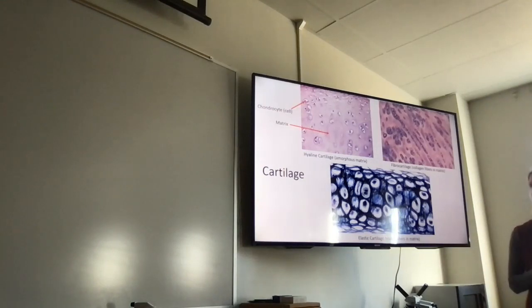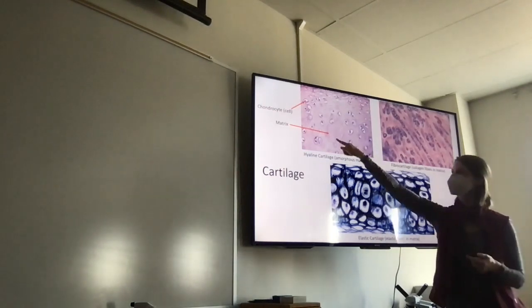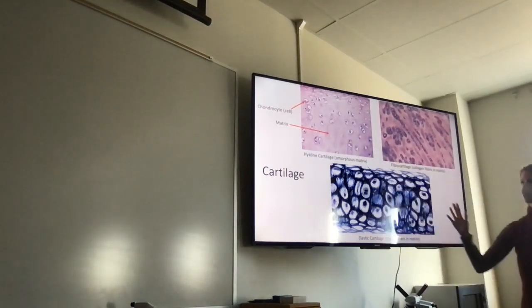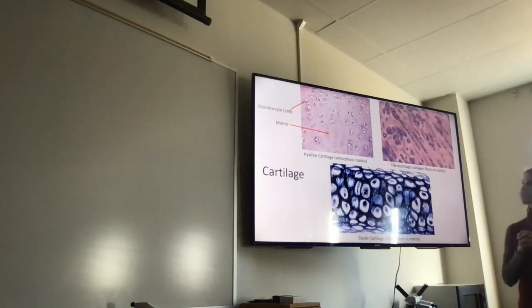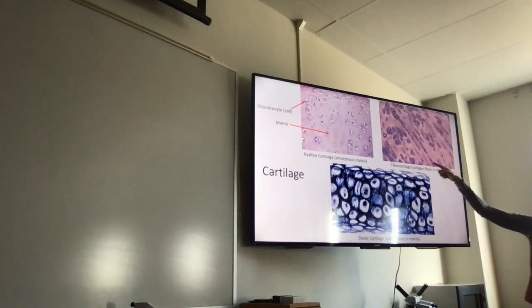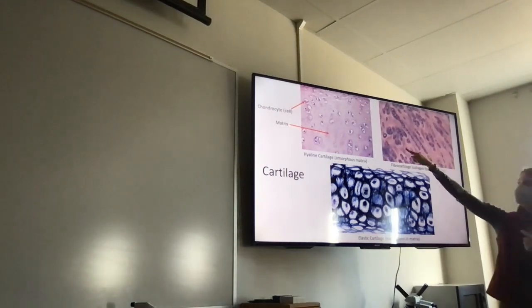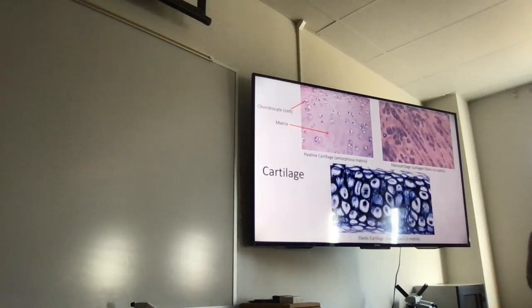So hyaline cartilage, amorphous matrix. At the most, you see a little bit of shading here and there, some kind of shading in the middle, but no fibers, really. Fibrocartilage, you do start to see some fibers. So here's the cells, and then you can see some streaks here, which are collagen fibers.